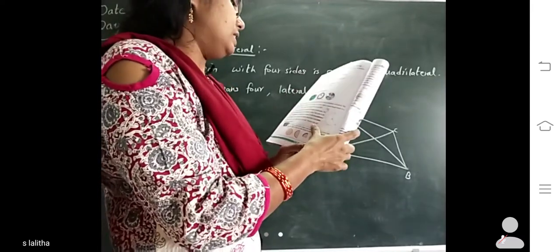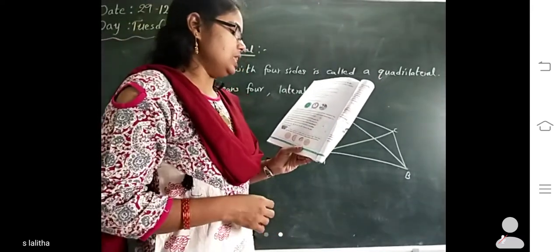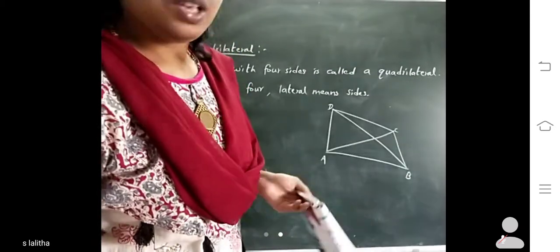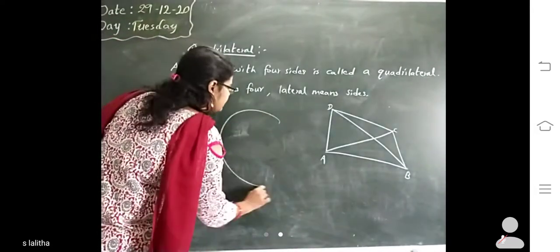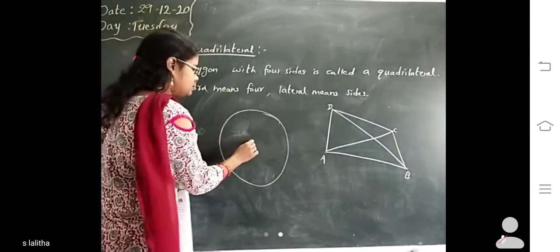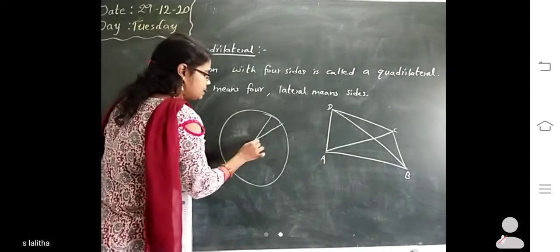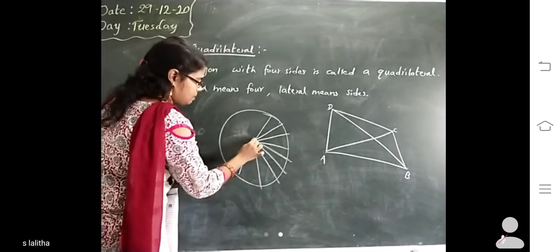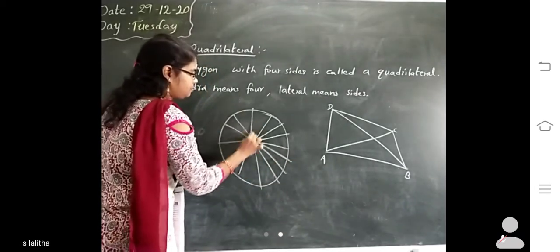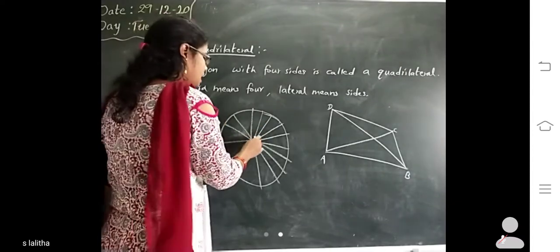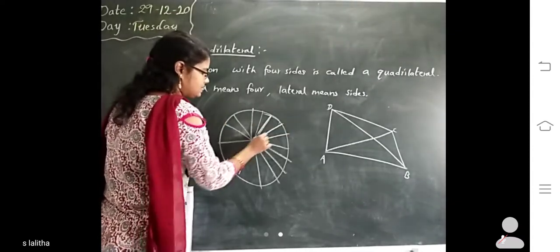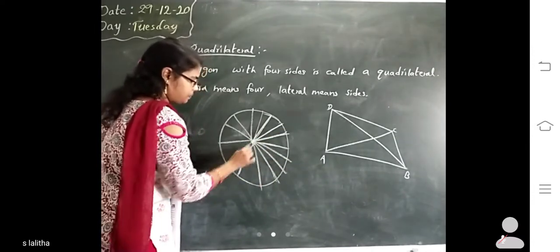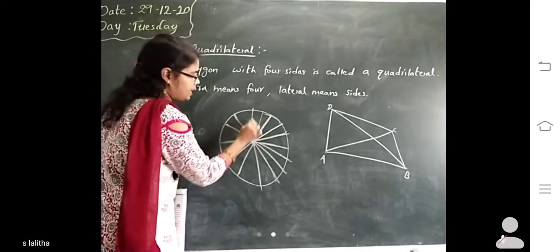Next, observe a cycle wheel and measure the length of each spoke. You might conclude that the length of each spoke is the same. Observe the cycle wheel. A cycle wheel is a round shape, and in the middle there are some lines like this. Measure the length of these lines. They will be the same. So, these lines are the same.